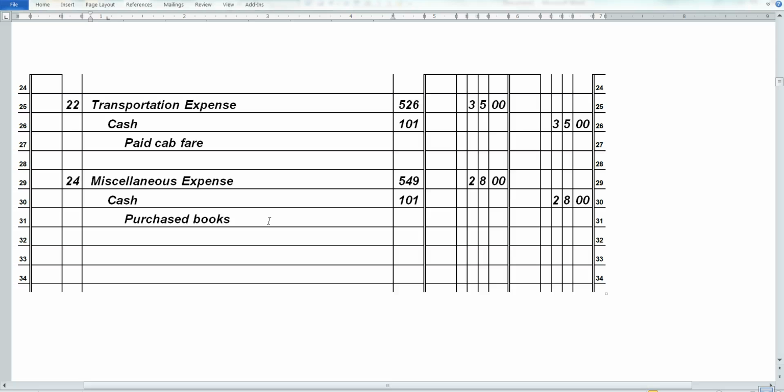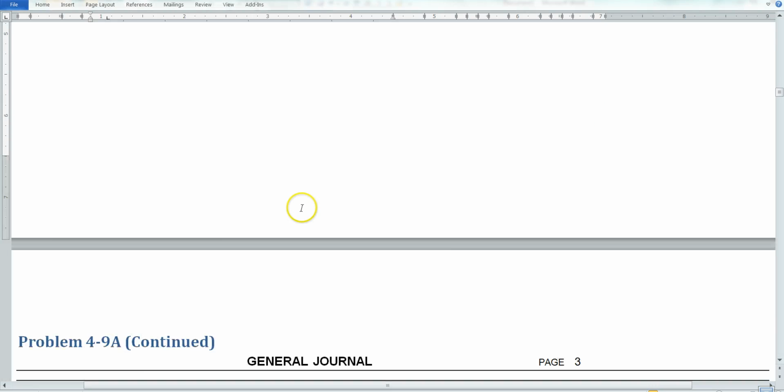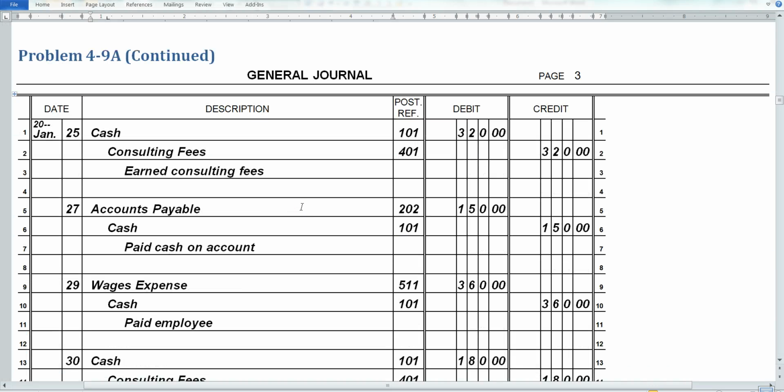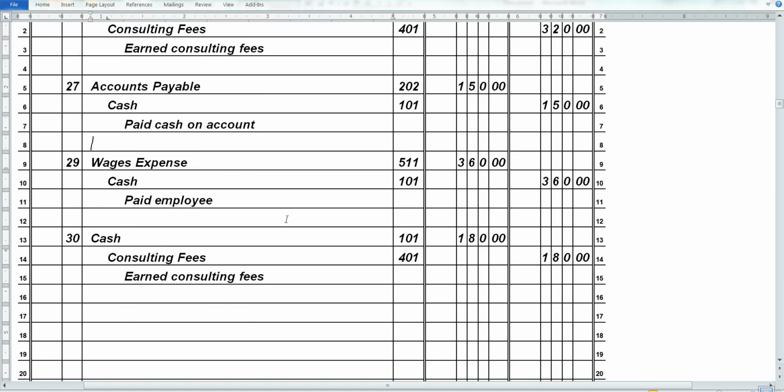Paid for books on consulting practices, miscellaneous expenses. We need to know, maybe right terminology, who knows? But we purchased books for $28. Again, on the 25th, we received cash for services rendered of $320. We earned cash. We have more money, so we're paying down our liability, accounts payable, and cash for $150, paid on account.